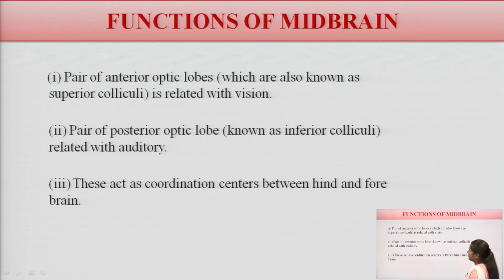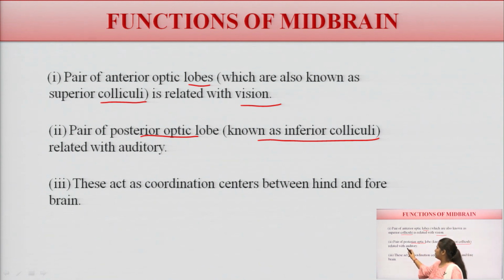Now, the function of the midbrain. The pair of anterior optic lobes, also known as superior colliculi, is related to vision. The pair of posterior optic lobes, also known as inferior colliculi, is related to hearing, and these act as coordination centers between the hindbrain and the forebrain. So this is the main function of the midbrain: vision and hearing with the help of the anterior and posterior optic lobes.